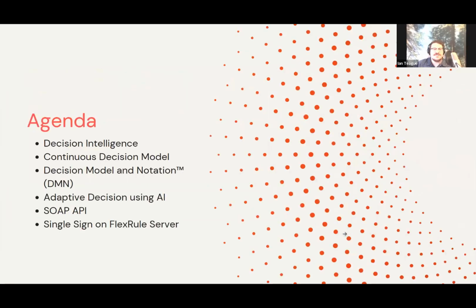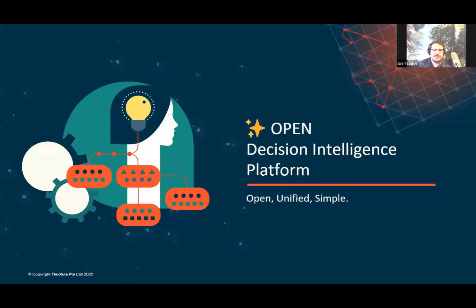Which brings us to our agenda for today. First, I'm going to briefly go through what it means that FlexRule is an open decision intelligence platform. Then we're going to start talking about all the new features of FlexRule 10.1: the continuous decision model, our DMN compliance, data training and prediction, support for SOAP API, and single sign-on for FlexRule Server. Once I pass things over to AJ, I'll be watching the chat to answer any questions you have, or if it works better, we'll send you an email after this presentation to answer your questions and provide any related resources.